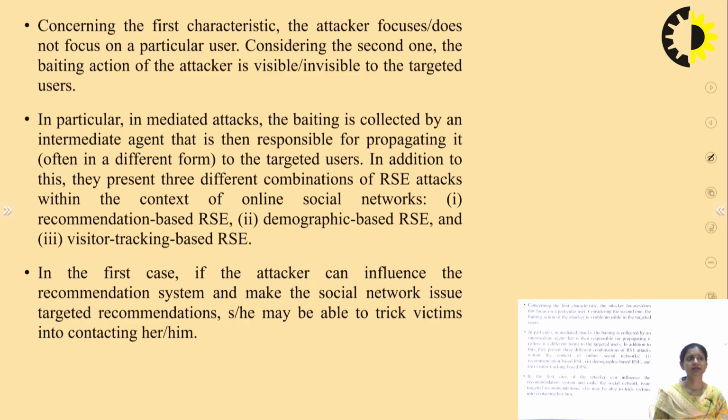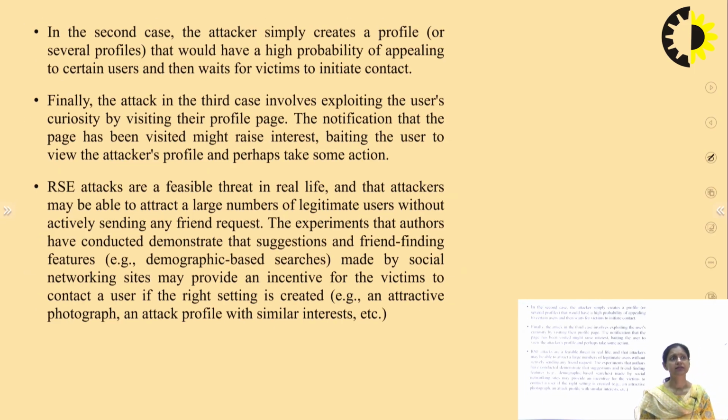In the first case, if the attacker can influence the recommendation system and make the social network issue targeted recommendations, he or she may be able to trick the victims into contacting him or her. In the second case, the attacker simply creates a profile that would have a high probability of appealing to certain users and then waits for the victim to initiate the contact. Finally, the third case involves exploiting the user's curiosity by visiting their profile. The notification that the page has been visited might raise interest, leading the users to view the attacker's profile.